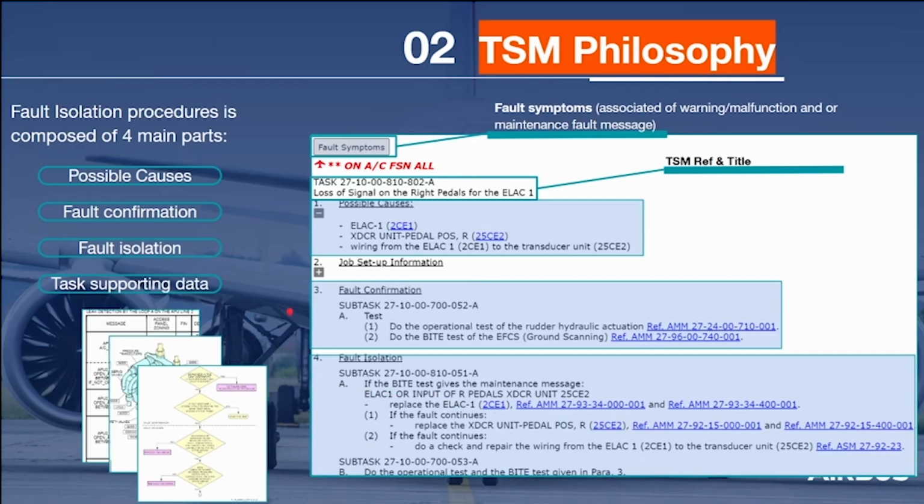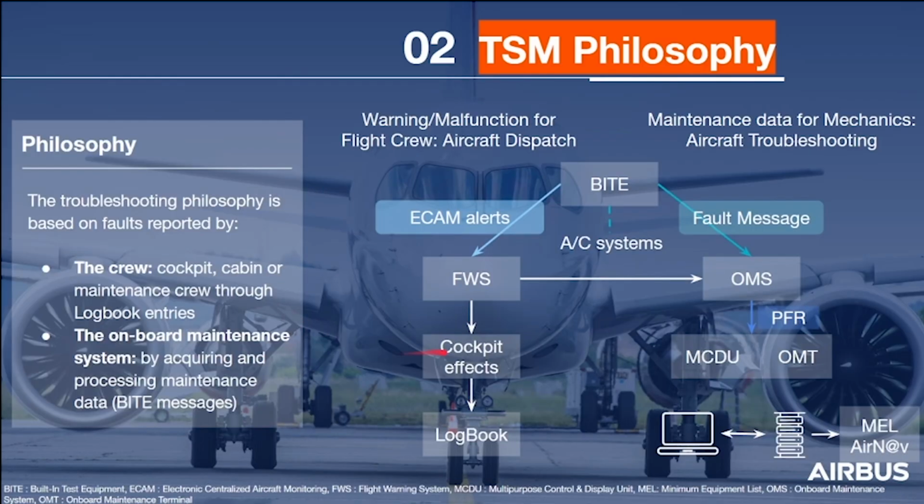Then finally, we have the task supporting data, which provides all complementary information in order to facilitate the troubleshooting and/or to contribute to a better understanding of the system or the malfunction. For sure, the information under the task supporting data should not be redundant with the information already available under the AMM, under the system description. As you can see here, we can have a flow chart, an illustration, a decision table, and we can also have other examples.